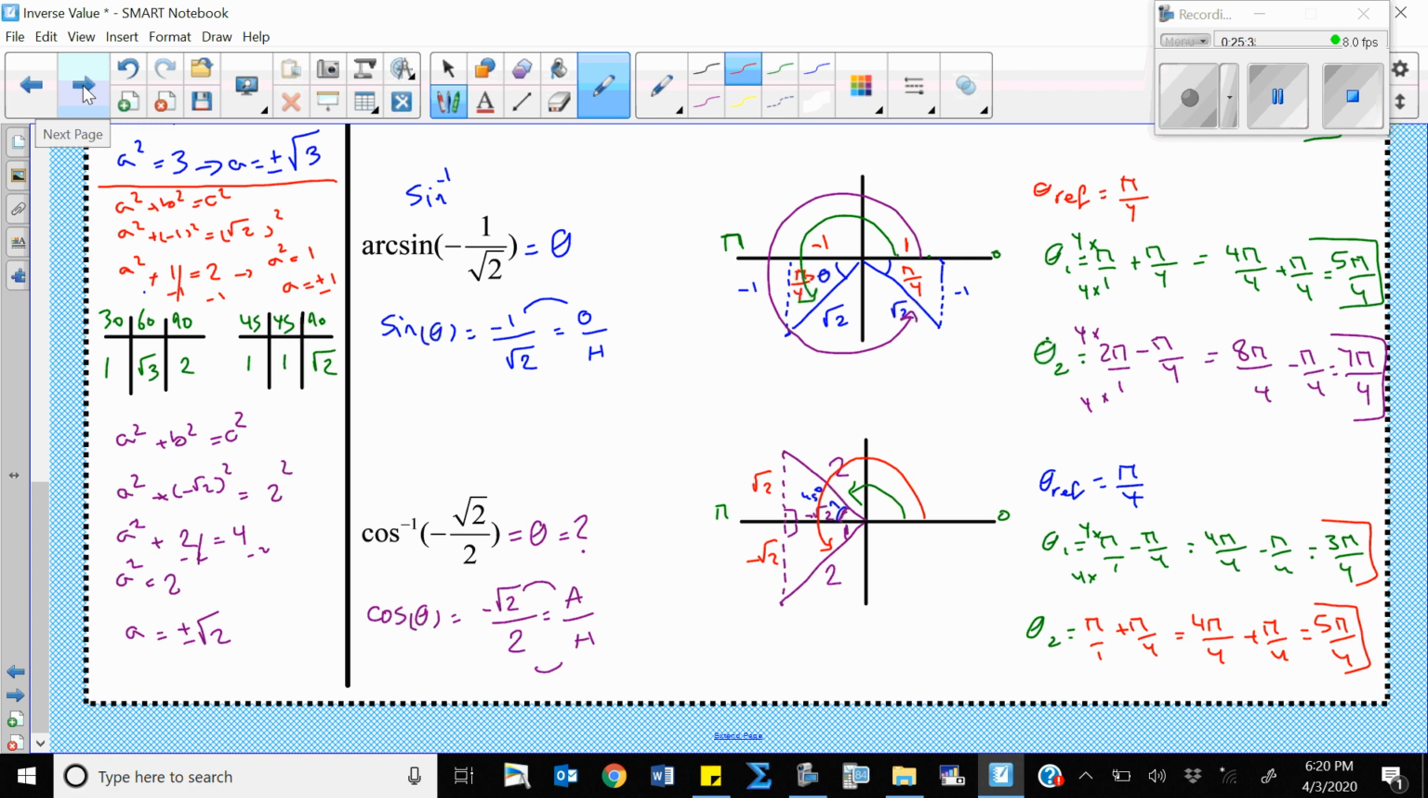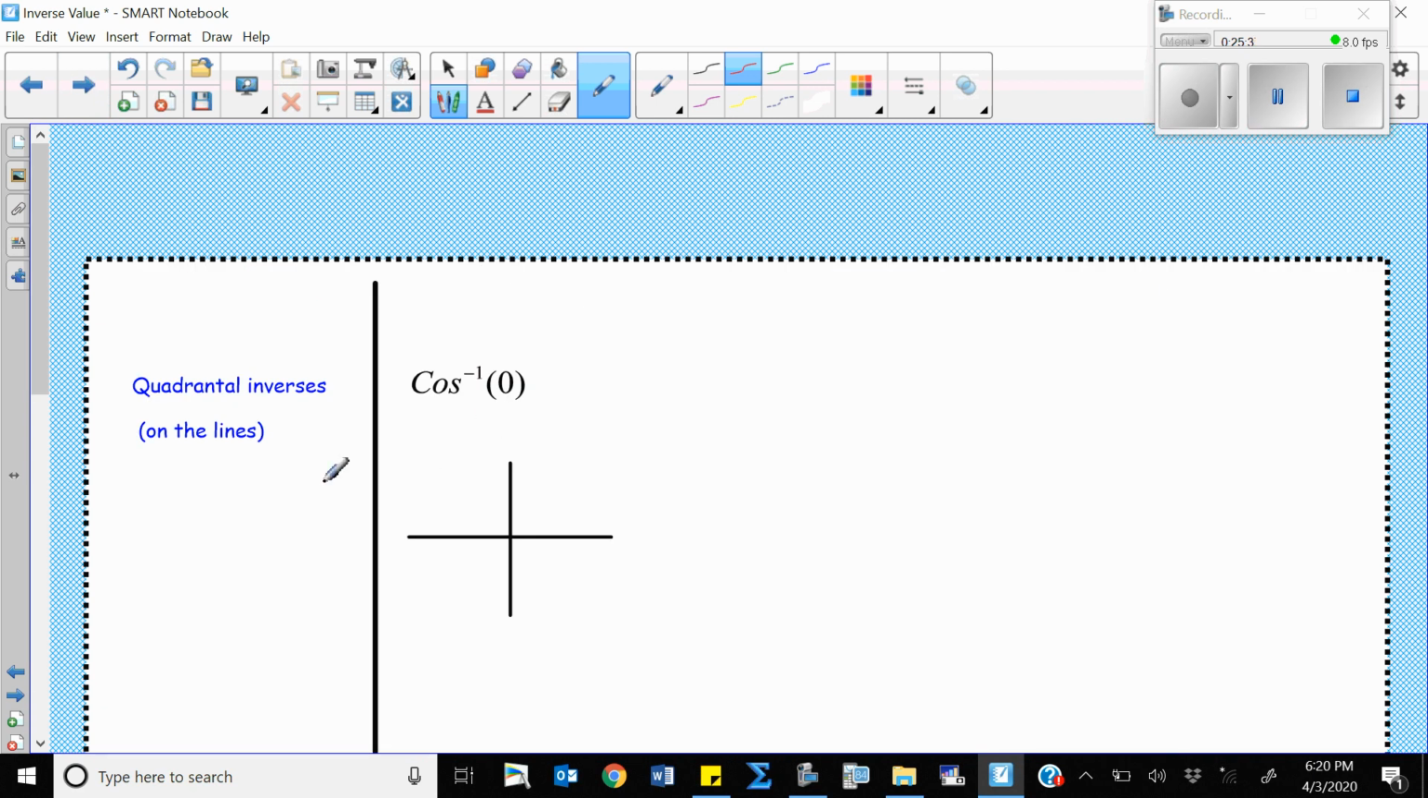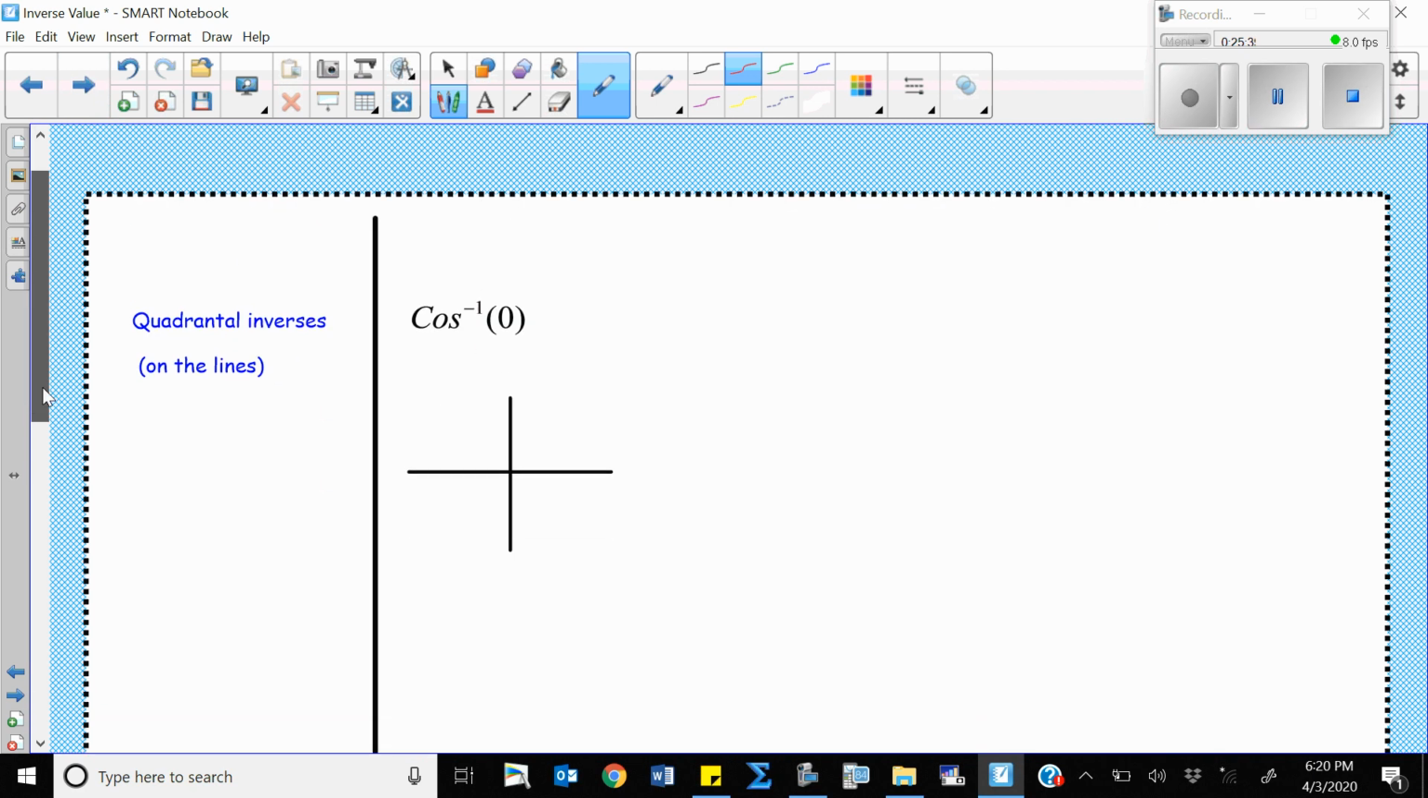Now let's go to the next page. We're going to talk about some special cases like quadrantal inverses. If you remember, we said before, when we're talking about exact values, that quadrantal angles like 0, pi over 2, pi, 3 pi over 2, and 2 pi have specific special cases of cosine and sine.